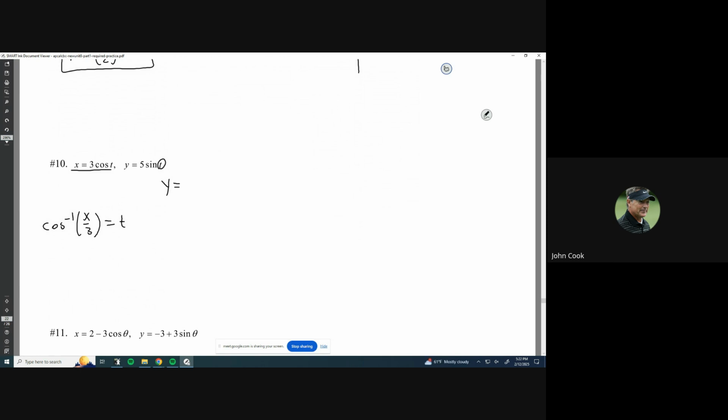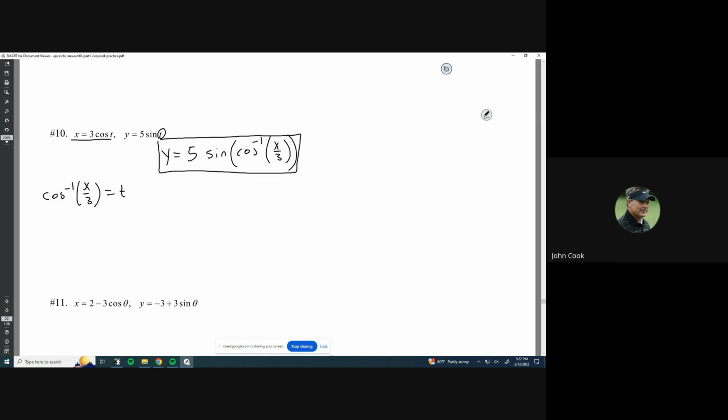By just substituting that value, 5 times the sine of t, where t is cosine inverse of x over 3. And yeah, there are some domain restrictions here, but it's in rectangular form. That's all I care about, and that's all you should care about too. Here's your answer.